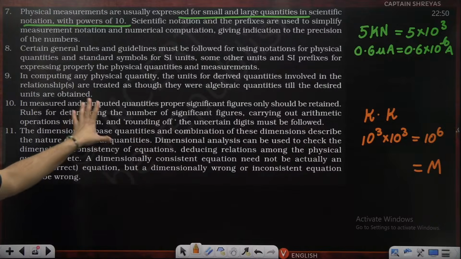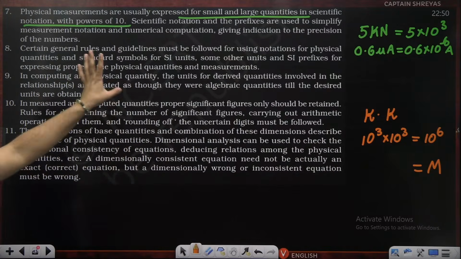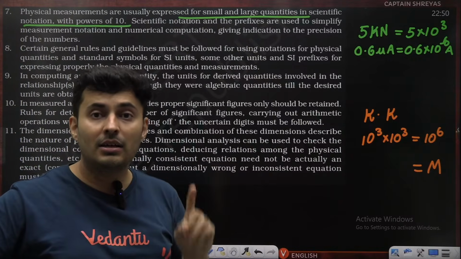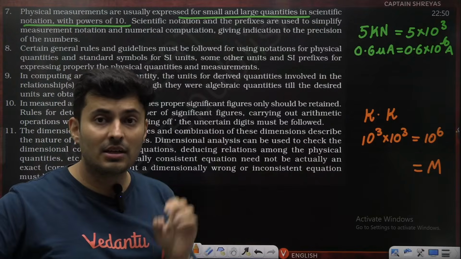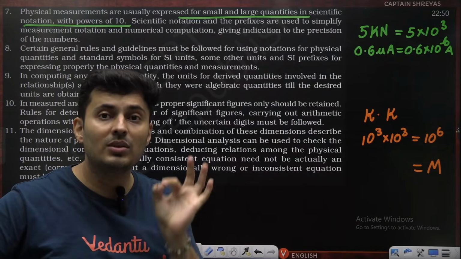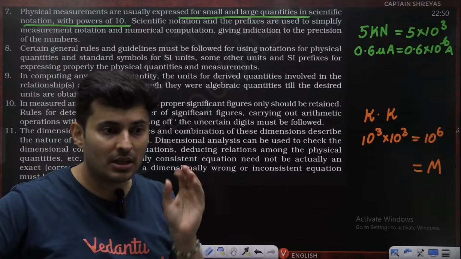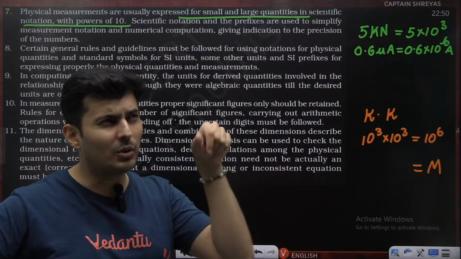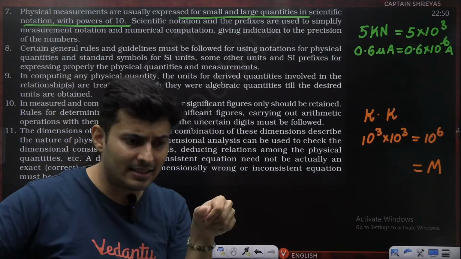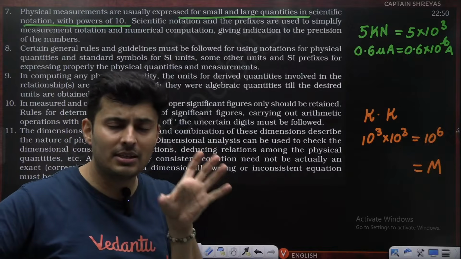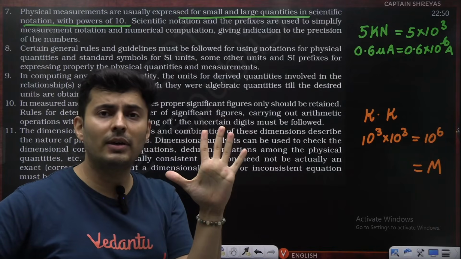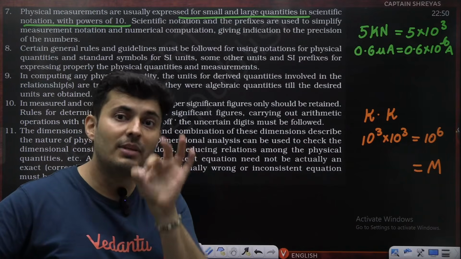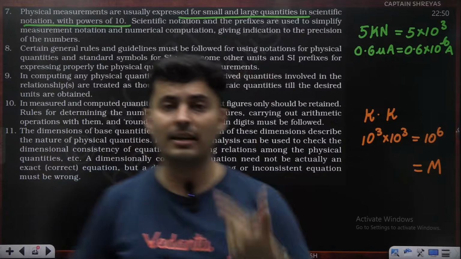Then the rules for significant figures and for decimal places I have already mentioned. Whenever you multiply and divide, use the least of the significant figures. Whenever you add and subtract, use the least of the decimal places. And whenever you have to round off, see whether the last digit is more than 5, then you increase the previous digit by 1. If it is less than 5, keep the digit as it is. If it is exactly equal to 5, check the previous digit. If it is even, let it stay. If it is odd, make it even by increasing it by 1.